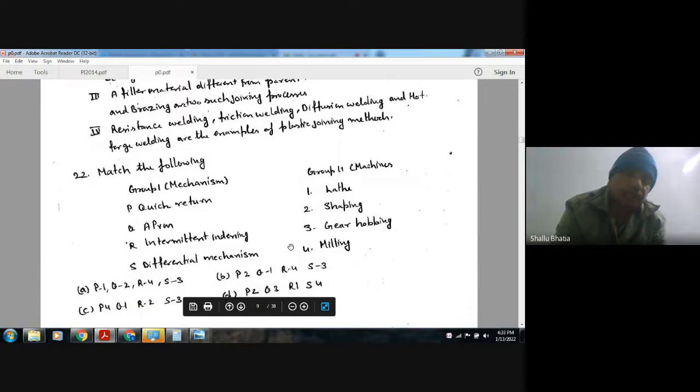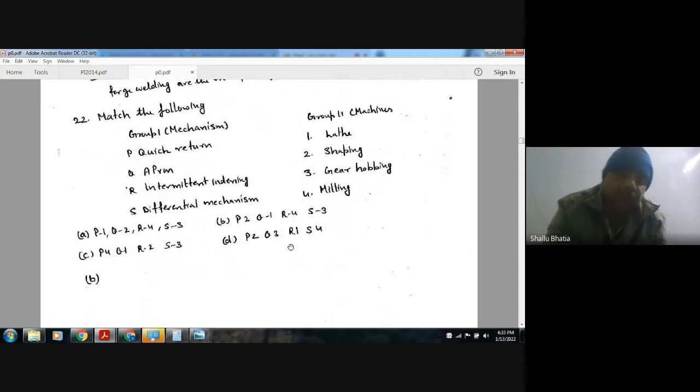Next, match the following. Group 1 mechanism: P, quick return; Q, apron; R, intermittent indexing; S, differential mechanism. Group 2 machine: 1, shaping; 2, lathe; 3, gear hobbing; 4, milling. Quick return is used in shaping, and apron is in lathe, and intermittent indexing is in milling, and differential mechanism is in gear hobbing.